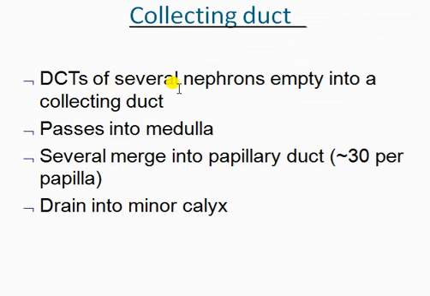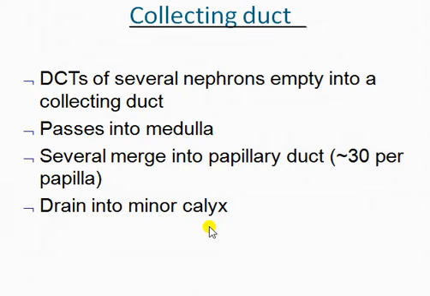Distal convoluted tubules of several nephrons empty into a collecting duct. So whatever the distal collecting tubules finally enter into the collecting duct, passes into the medulla, several merge into the papillary duct and drain into the minor calyx. Then the minor calyx enters into the major calyx. The major calyx enters into the pelvis. Then the pelvis enters into the ureter.